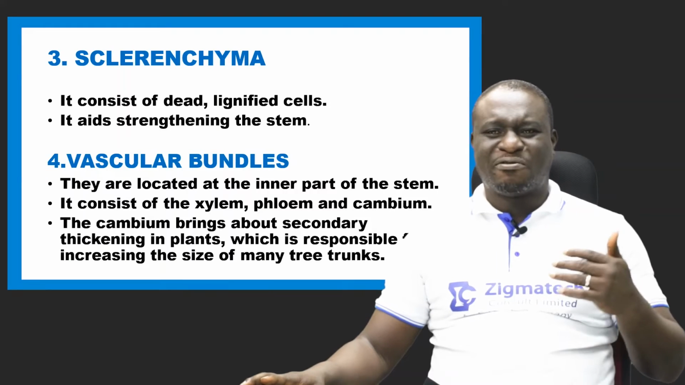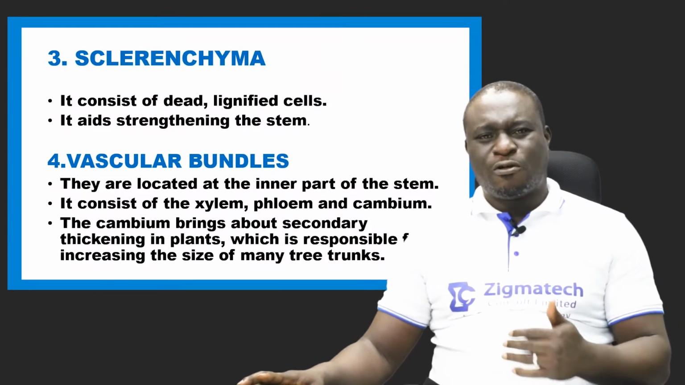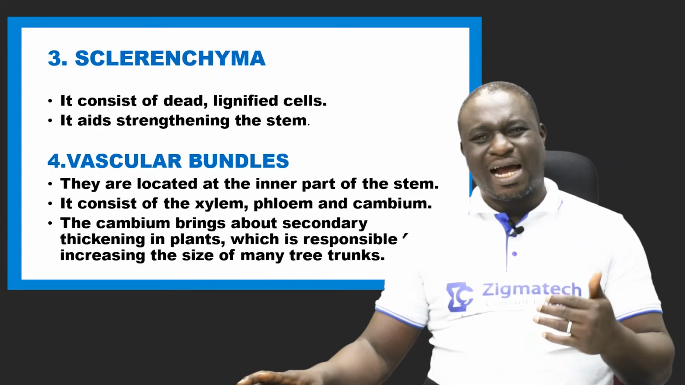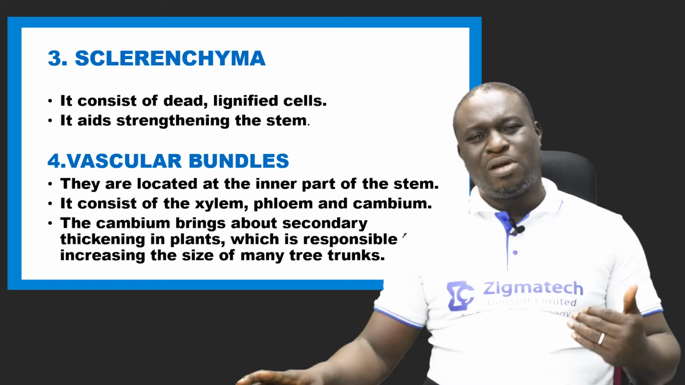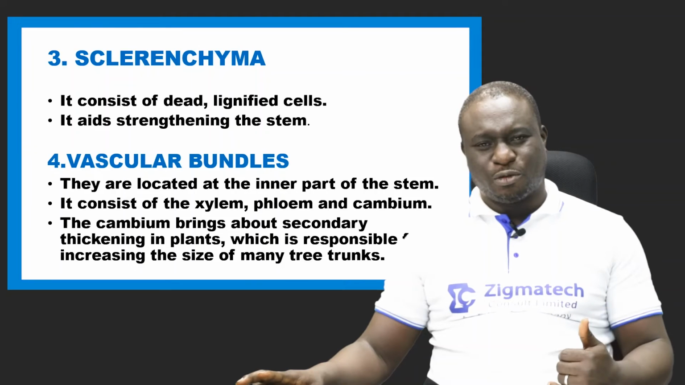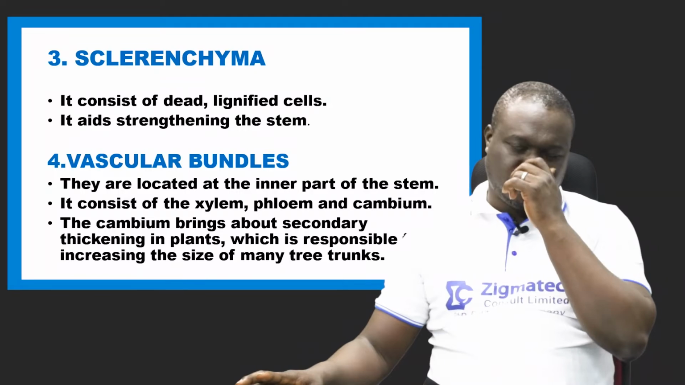All right. Number 3 is sclerenchyma. Sclerenchyma, like we said, is a fiber, and one of its major functions is strength and flexibility. So they help to strengthen the stem and also make the plant to be what? Flexible.